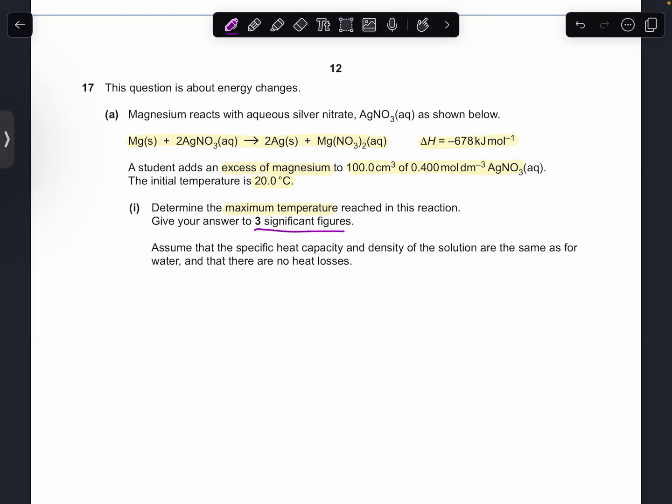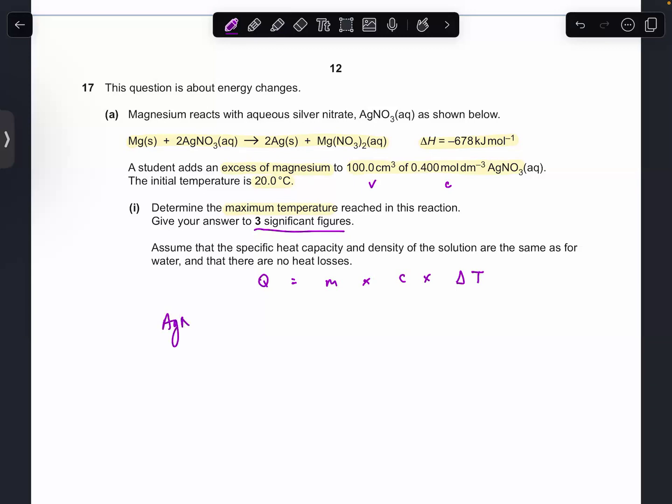Now you see, this is a question using Q equals mc delta T. Usually we normally have to work out the enthalpy change, but they've given you the enthalpy change. So what we're actually doing is working backwards. So how we do this will be as follows. Let's work out the moles from silver nitrate.